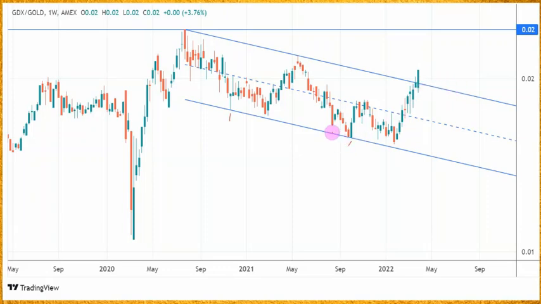Also, you could call this a small double bottom as well, so that can help you with the target, or even the height of this channel can give you a target. But remember, this is the ratio. In the last couple of weeks, we've had times where gold went down, but actually the GDX went up. And that's the cause of this here.